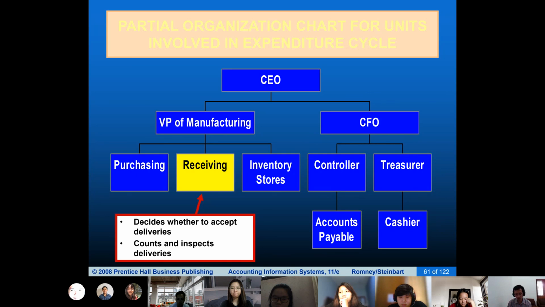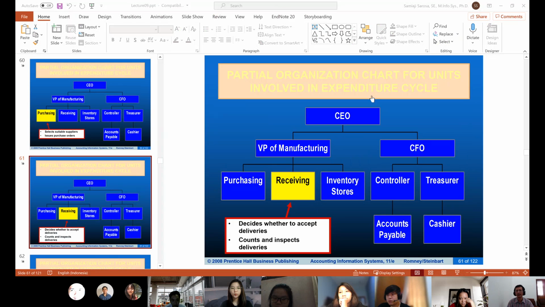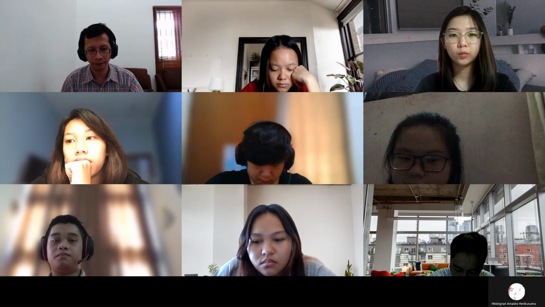Is there any valid purchase order? They will check with the receiving department. Is there any valid receiving report? Match the invoice with the purchase order and receiving report, and then authorize payment for that invoice. And then the invoice goes to the cashier. The cashier will pay the amount of that invoice. Okay, that's it for the expenditure cycle.